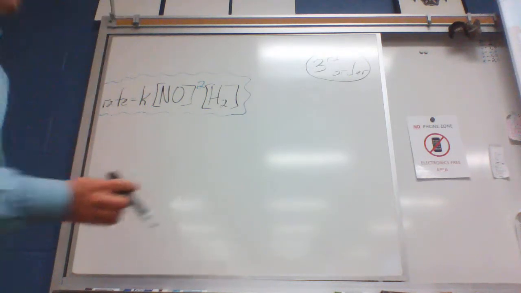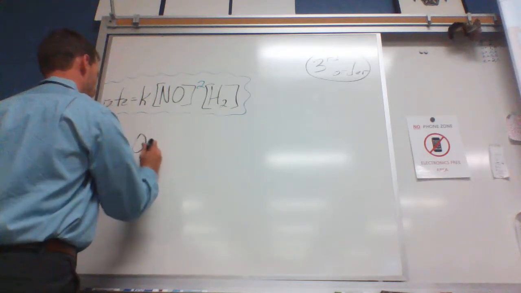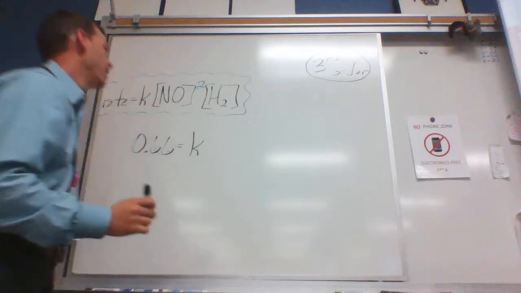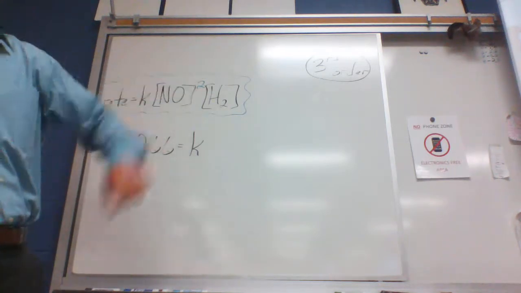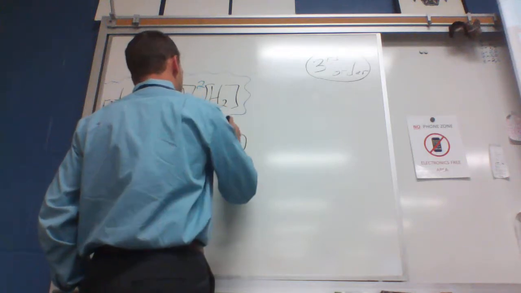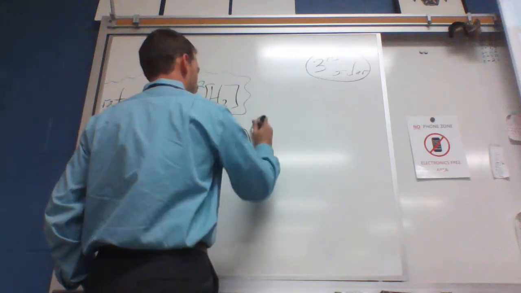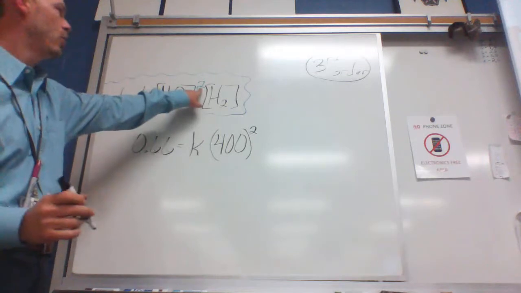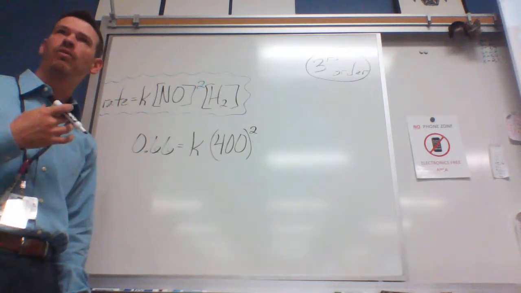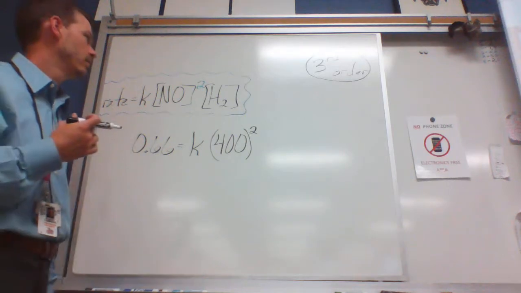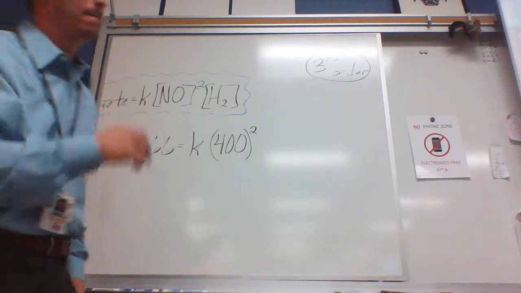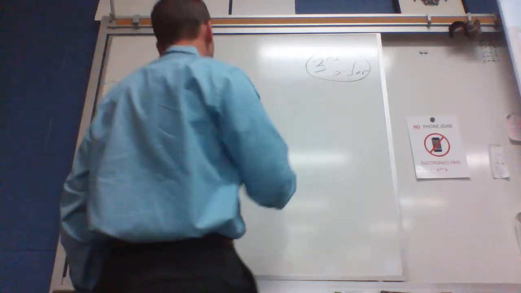The rate there is 0.66 equals K. The concentration of NO there is 400. All right, and that's going to be squared. Make sure you don't forget that the order is actually a mathematical value, times the hydrogen of 150.